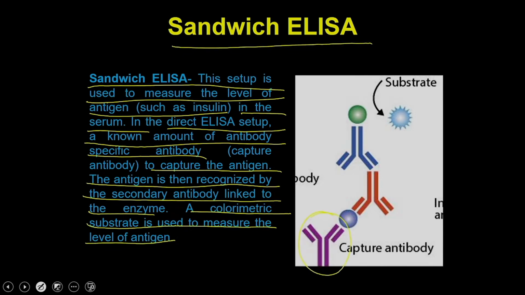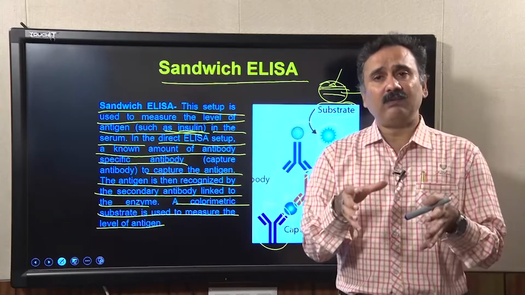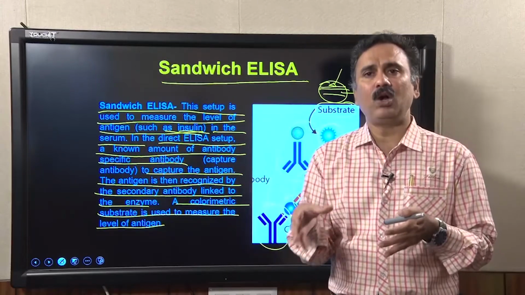First you take the well and coat it with a capturing antibody, and then you add your antigen of interest. For example, in this case it is insulin. You add the patient sample, and the insulin or antigen binds to the capture antibody. Then you do a washing step, and add the additional primary antibody, which recognizes the antigen again. Then you add the secondary antibody, which recognizes this antibody instead of the capture antibody, and then you add the substrate, which gives you a colored product. That is how you can measure the level of antigen present in the patient sample or the biological fluid.